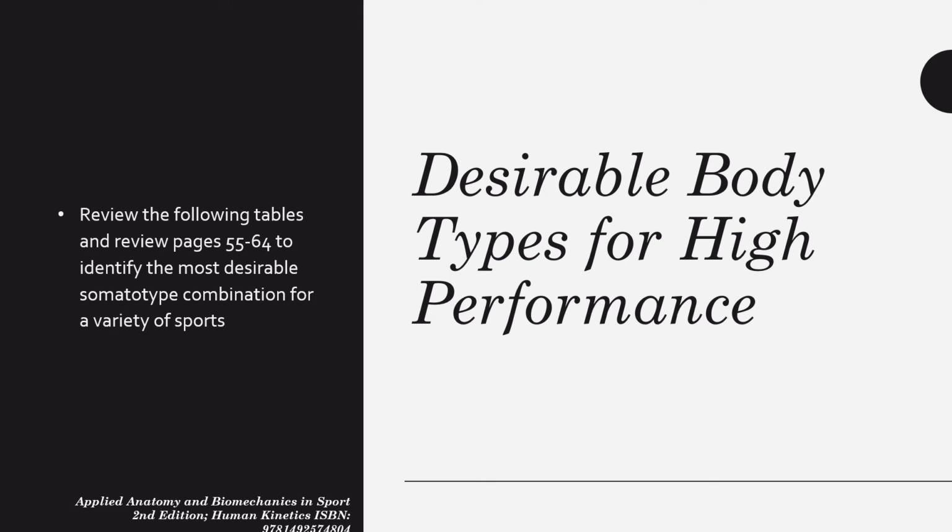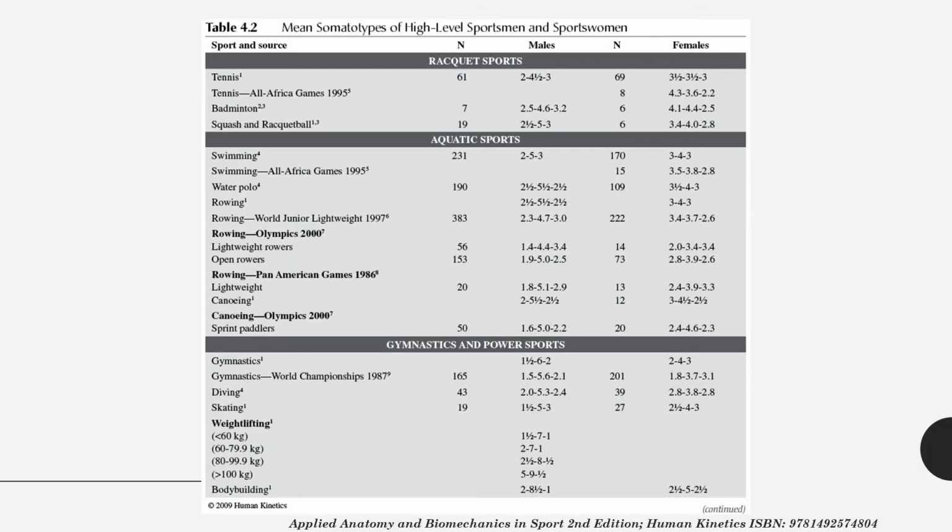So, something for you to do on your own. If you go through the tables that are posted on the next 3 slides that I'm just going to quickly click through, and also review pages 55 through 64, I want you to look at what the most desirable somatotype combination is for a particular sport. When we go into our next chapter discussions, I'm going to ask you to become very knowledgeable about 2 or 3 sports. I would suggest you start identifying this information now through our somatotype discussion.